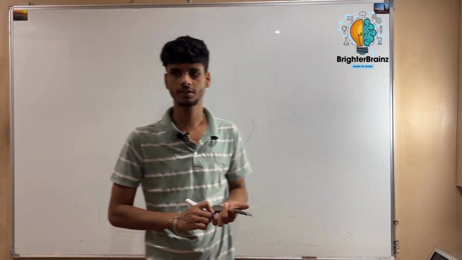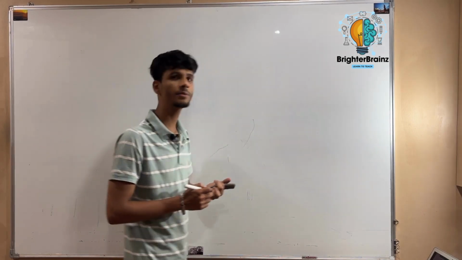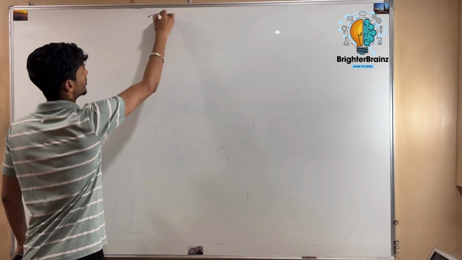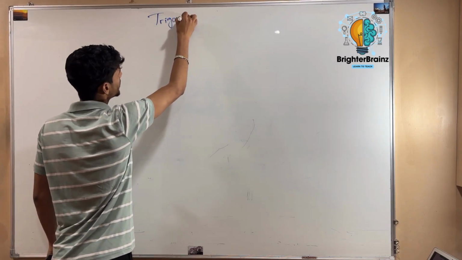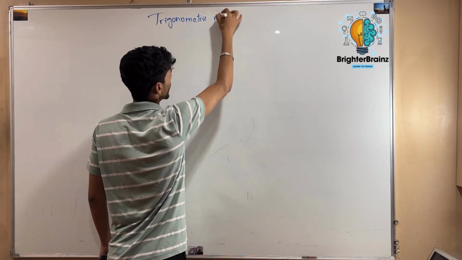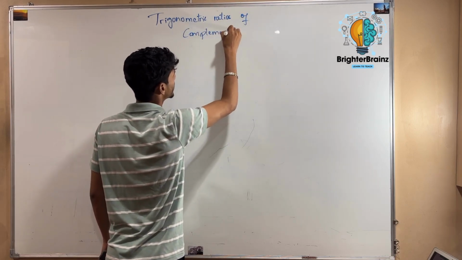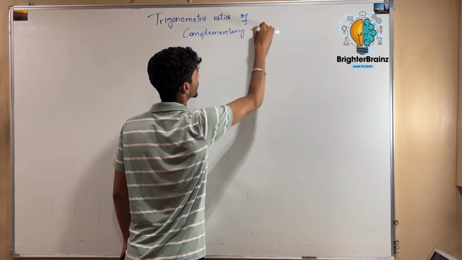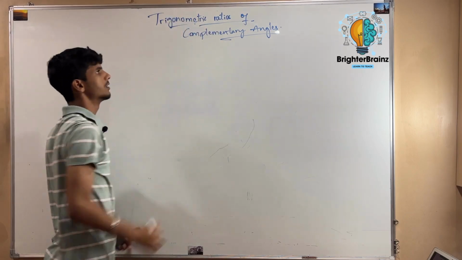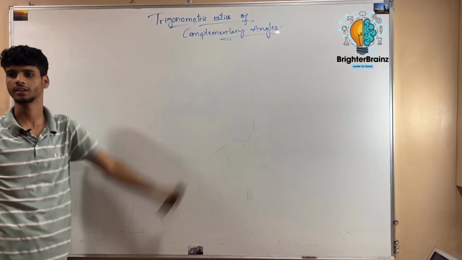Now let's move to exercise 3. Exercise 3 is all about trigonometric ratios of complementary angles. First, let us know what the meaning of complementary angle is.